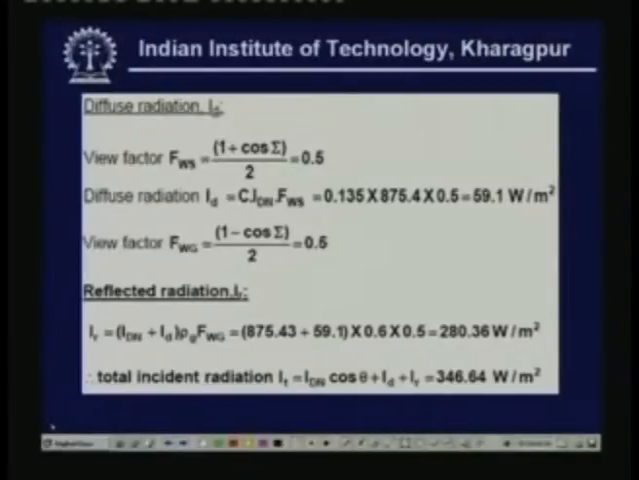Diffuse radiation, for that we have to find out the view factor. View factor is given by (1 + cos ε)/2, and this is 90 degrees. So, you find that view factor is 0.5. Okay, this is for the diffuse radiation.